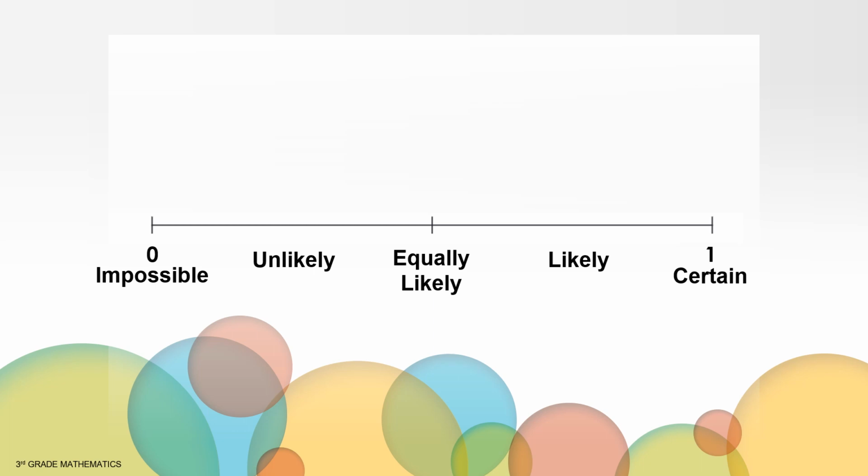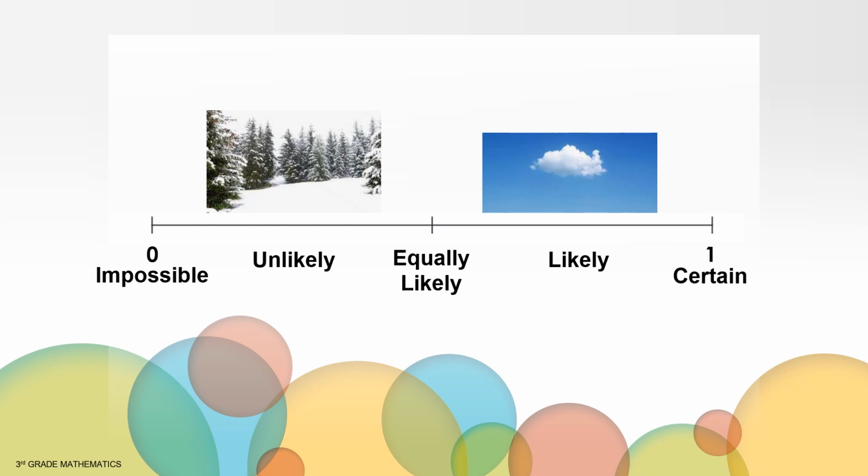Likely events would be placed between the equally likely and the certain on the number line. Unlikely events would be placed between impossible and equally likely.